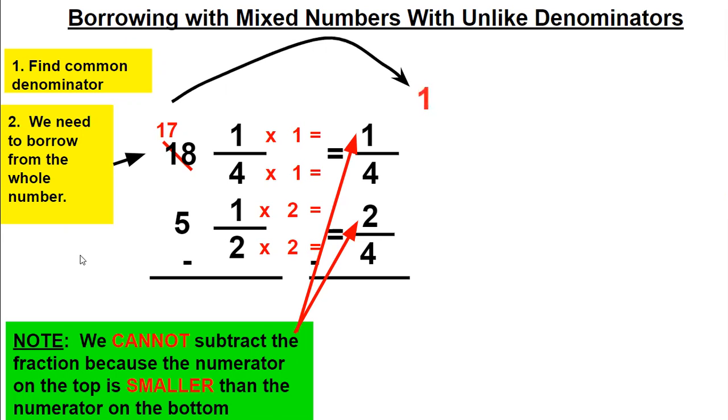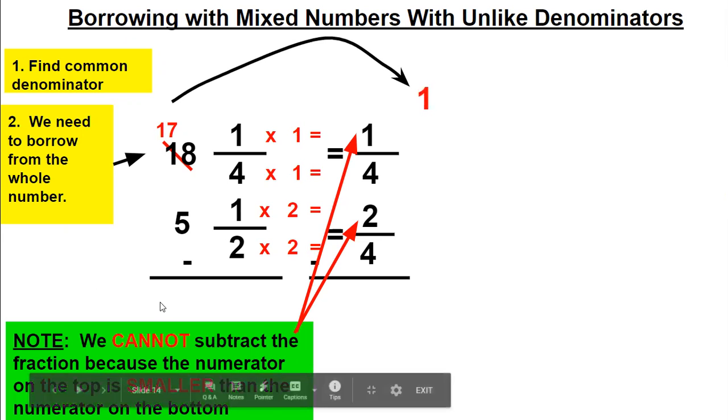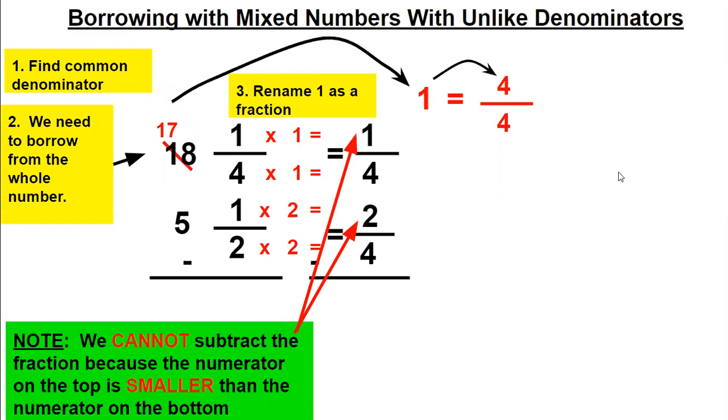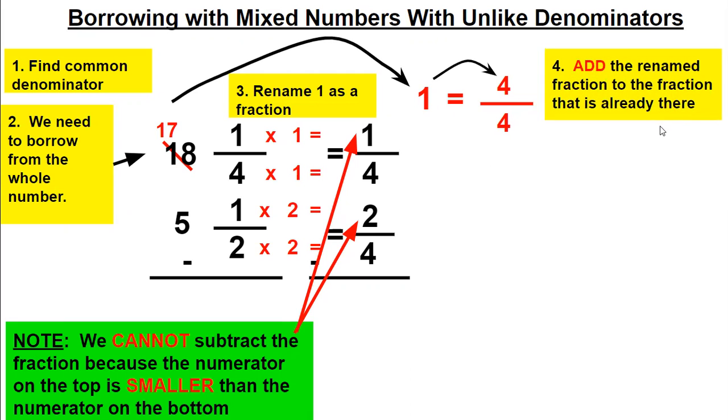Here's our 1, but we don't want to call it 1 because we have to subtract it from a fraction. So what is another name for 1? We're going to rename it as a fraction of, let's pick 4 over 4. Why did I pick 4 over 4? Because I already have a 4 on the bottom here, so my best bet is to use 4 over 4. Now I can subtract, right? Oh, no, I can't.